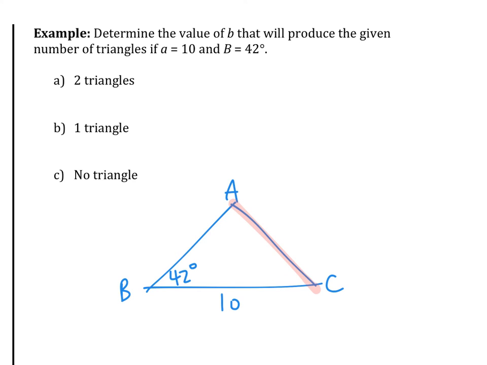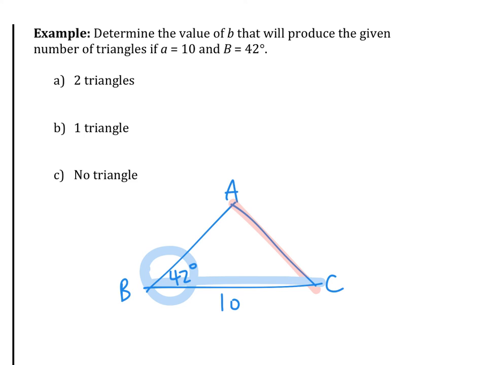Okay, remember, this is the case of side-side-angle. Side-side-angle means there is a chance there could be an ambiguous case. So fixed angle, fixed side. The red one is the only side that's going to move. The question is, what does that have to be so you have two triangles? What does that have to be if you have one triangle? What does that have to be if you want no triangle?